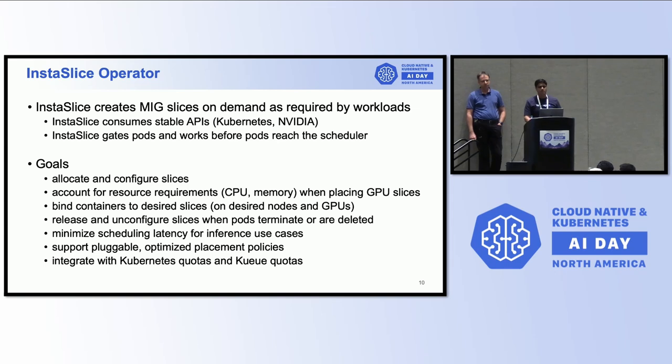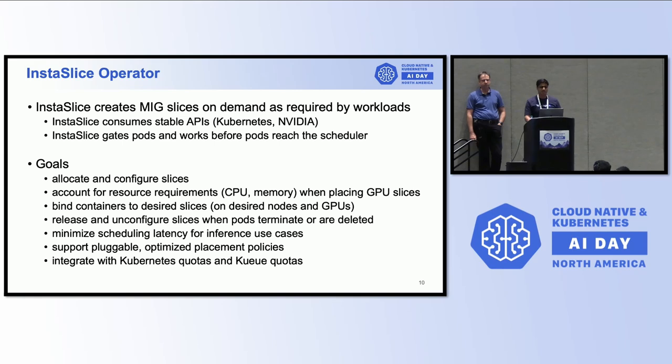We highlight a few goals of the system: the ability to allocate and configure slices. Slices are created by accounting for classical resources like CPU and memory. It provides placement, manages slice lifecycle with the workload, provides policies for placement optimization, and has integration with Kubernetes quotas as well as queue quotas, which Olivier will talk about.